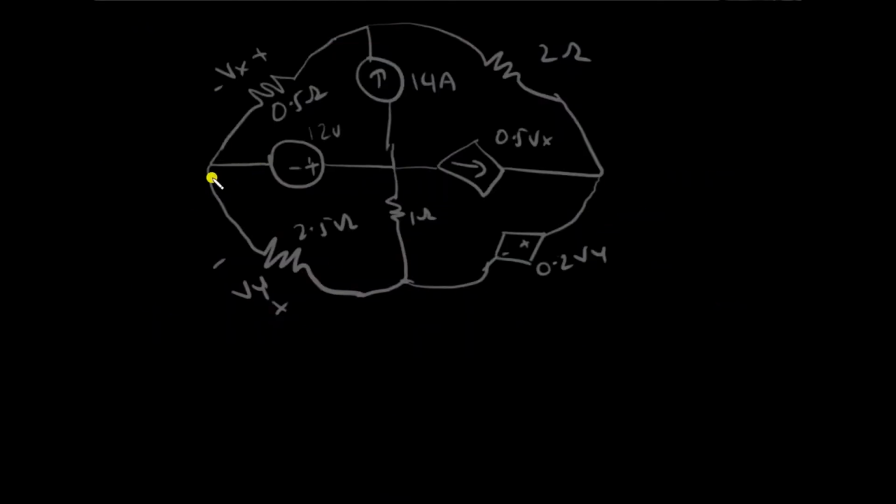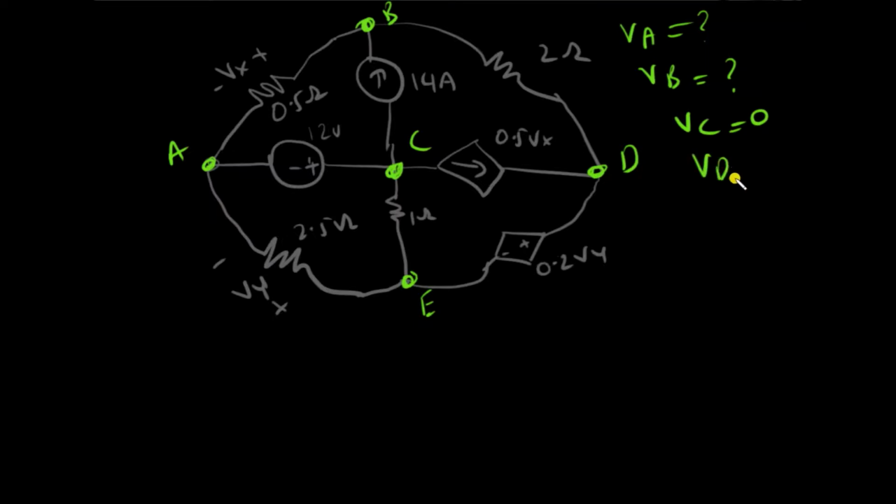So now I have this question, and the first step is I'll identify all the nodes. So there is node A, there is node B, there's node C, node D, and then there's a fifth node, node E. I'll choose C as the reference node because it seems like it has the most branches connected to it. So VC is 0, and VD I don't know, VE I don't know. Now I'll form supernodes that have the voltage source. So there is a voltage source between A and C, so I'll combine these two, and there is a voltage source between D and E, so I'll combine these two.